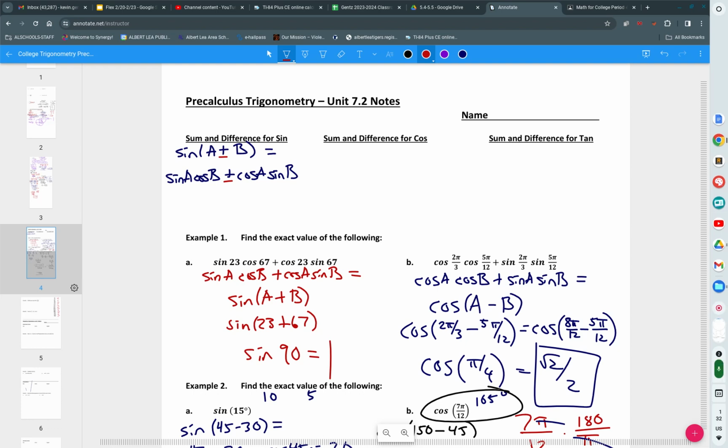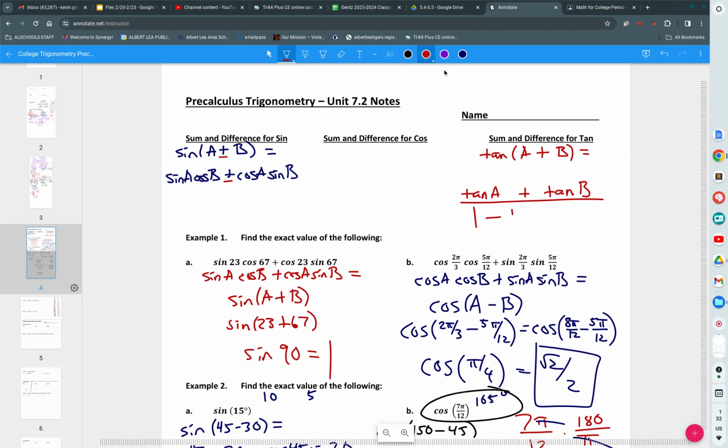Some difference formula for tangent. The tangent of angle A plus angle B is equal to the tangent of angle A plus the tangent of angle B. Is that nice? Actually looks like what it's supposed to look like, doesn't it? That's the numerator. The denominator is 1 minus the tangent of A times the tangent of B.